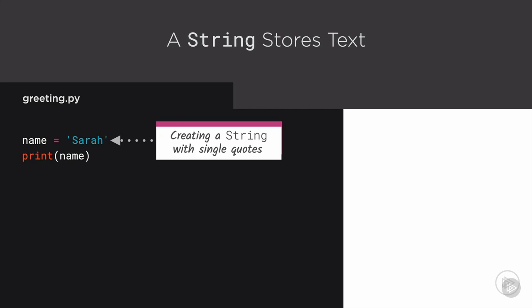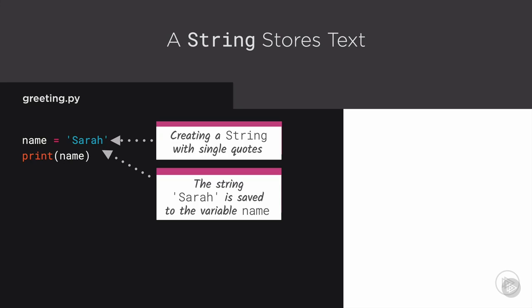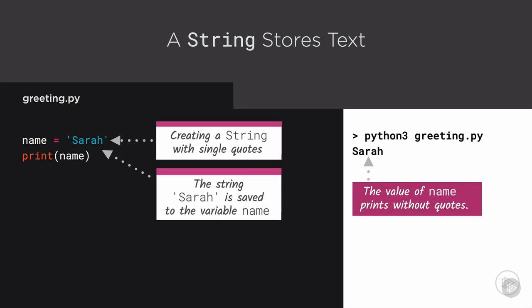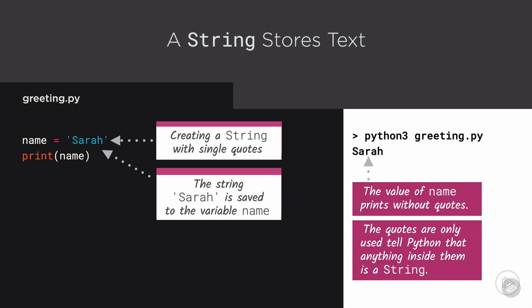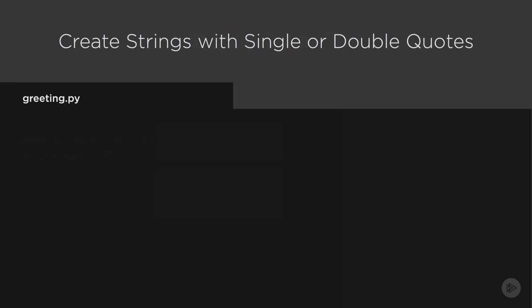Now that we've looked at numbers, what data type does Python use for text? Anything inside double or single quotes is considered text and is called a string. Here, the string Sarah is saved to the variable name. And if we print it, we can see it prints without the quotes, since the quotes are only used to tell Python that anything inside them is a string. We can create strings with single or double quotes.